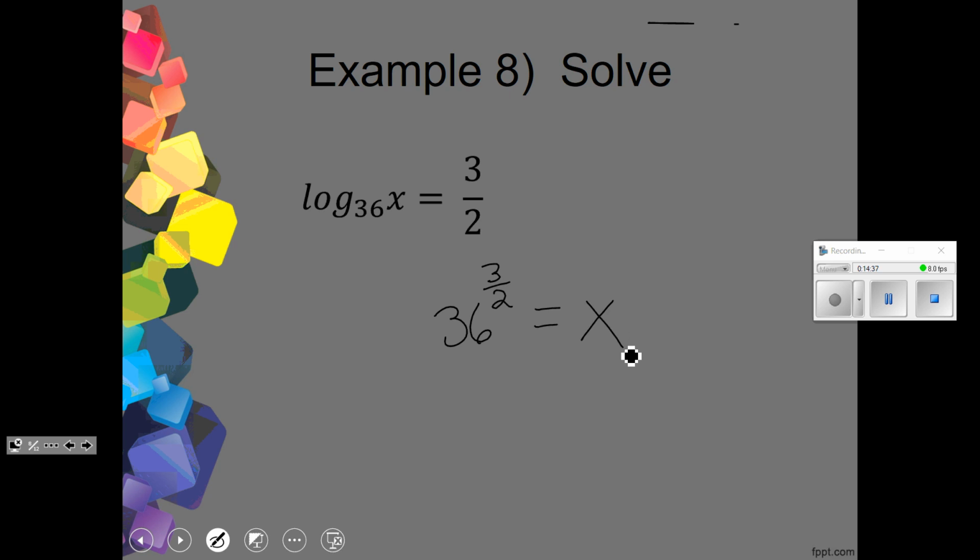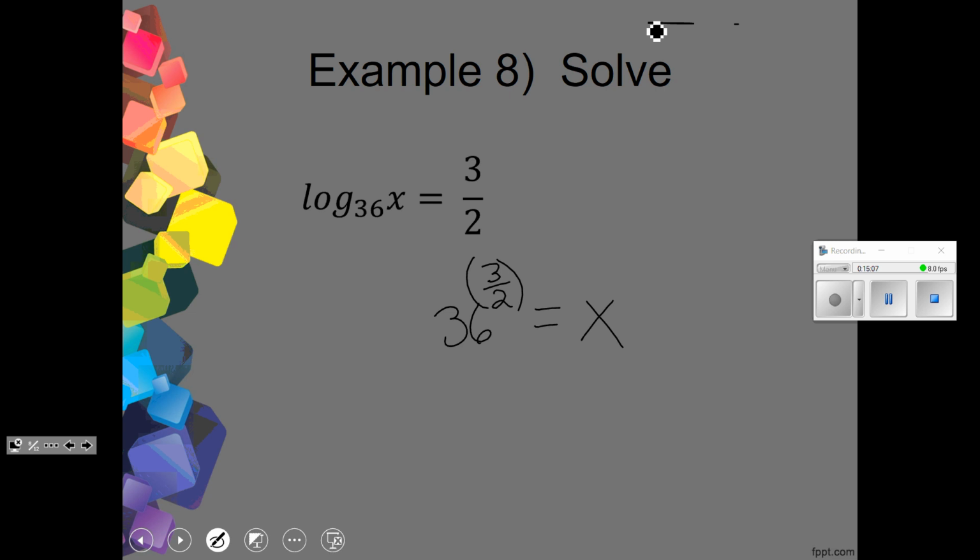Okay, so let's go back and figure this out. This is a review from Algebra 2, so this is really good for you. If we want to figure out what 36 to the 3/2 power is, you can put it in your calculator. I don't mind if you put this part in. You could just put in 36 to the parentheses 3 divided by 2. But if you would like to review what you did in Algebra 2, and you need those skills, it's good to review that.